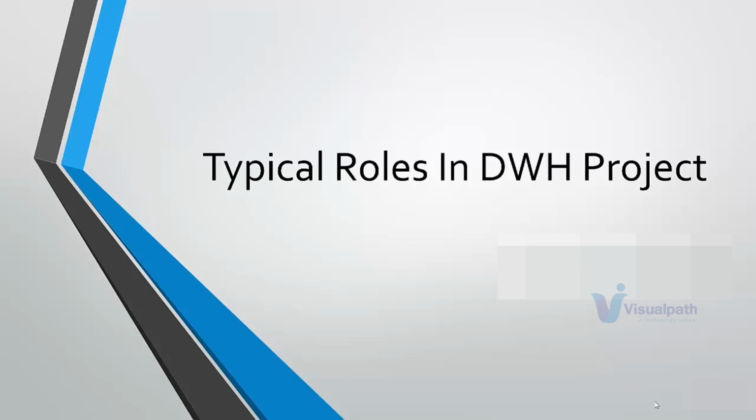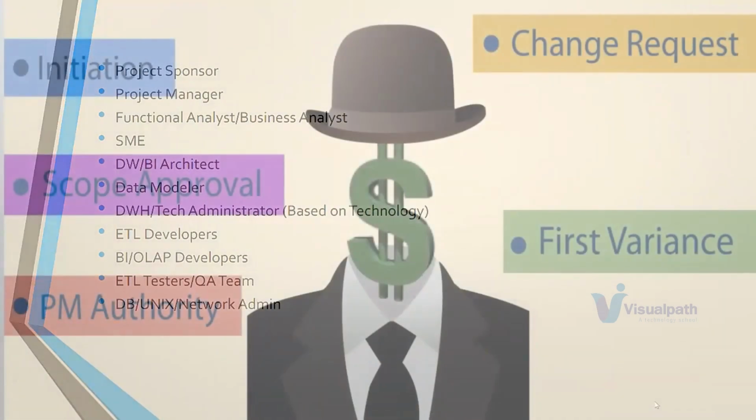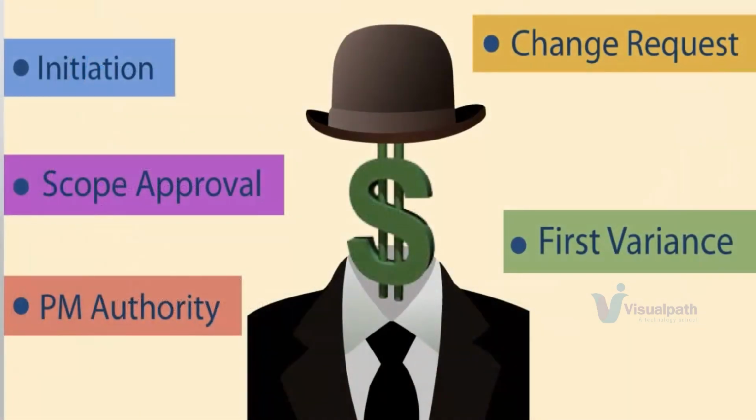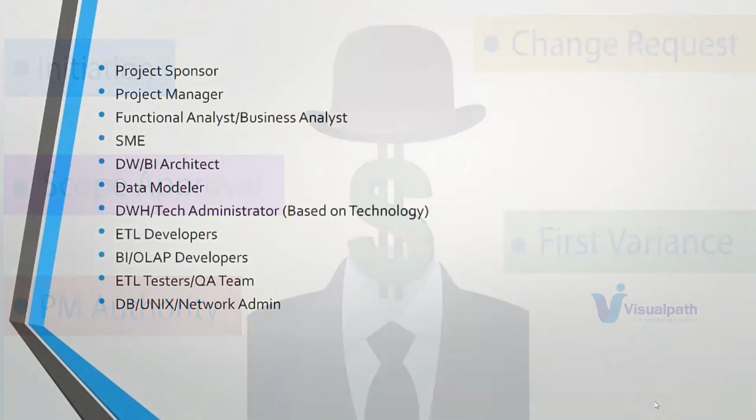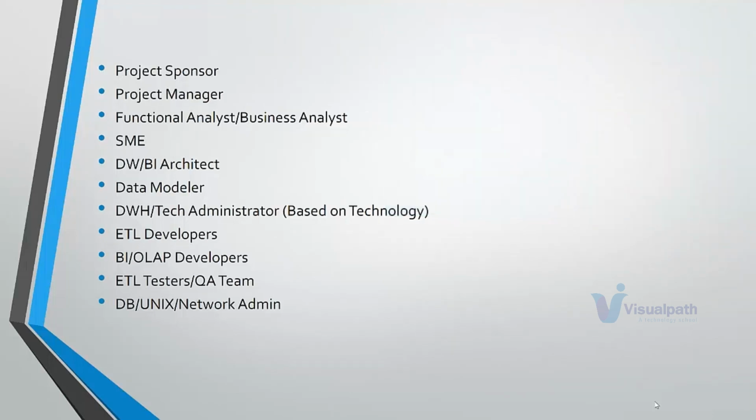So here are the typical roles involved in a data warehouse or a business intelligence project. Project sponsor. Now, the project sponsor is normally an executive from the company, such as the CIO, CFO, the controller, or someone who is willing to spend that money for all the IT team to implement this solution to get the benefit out of a particular system.